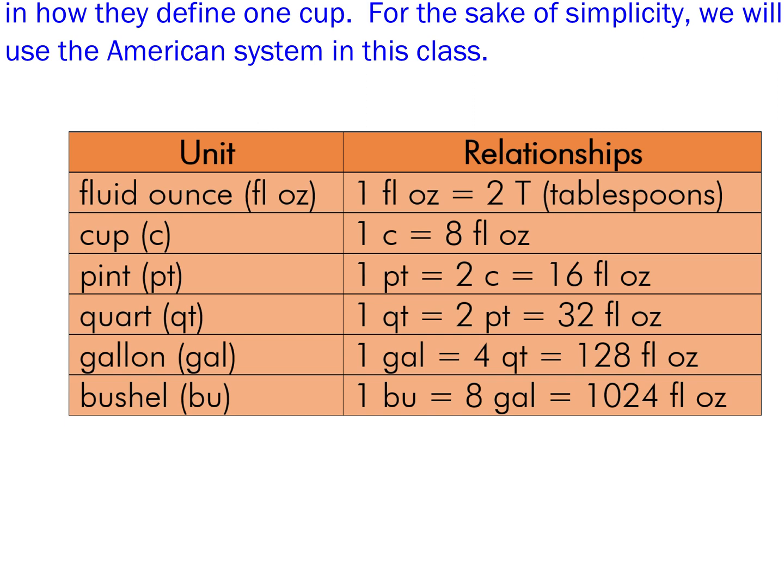1 fluid ounce is 2 tablespoons, 1 cup is 8 ounces, a pint is 2 cups or 16 ounces. A quart is 2 pints or 32 ounces. A gallon is 4 quarts or 128 ounces. And finally, a bushel is 8 gallons or 1,024 fluid ounces.